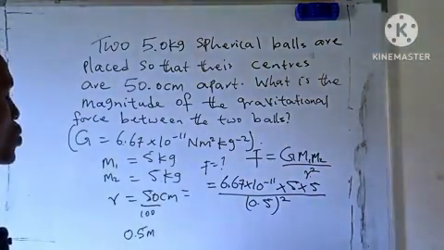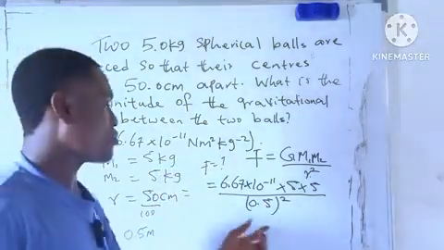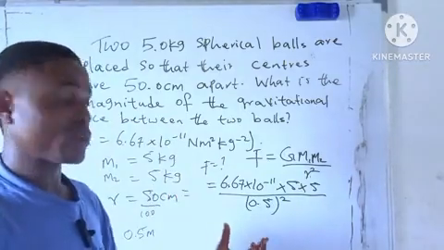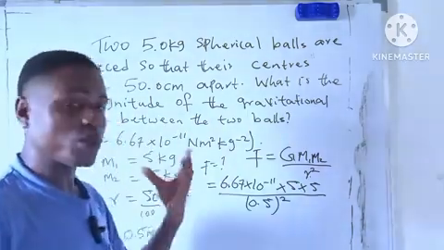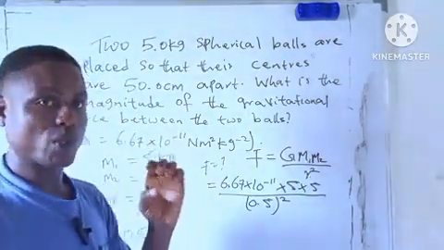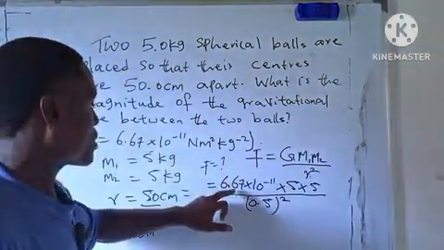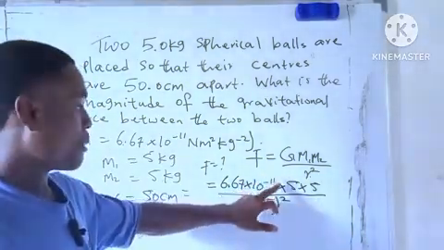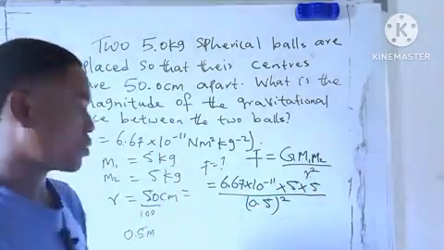So the next thing to do now is what? So many students, when it comes to this point, are confused. Now, watch carefully. I will show you the simplest step you will use. Look at this place. We have 6.67 times 10 raised to minus 11 times 5 times 5.